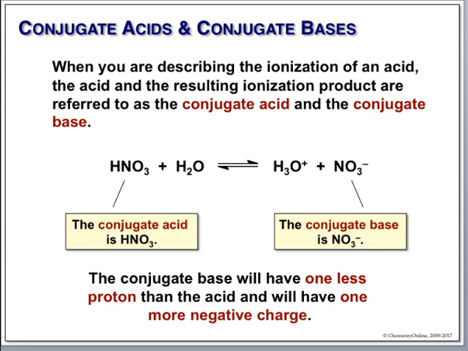If you do the bookkeeping, conjugate base has one less proton. Typically that means it has one more negative charge, but that's not always the case. Always it will have one less proton because the acid loses it to form the base. Slightly different nomenclature than Bronsted. Any questions?